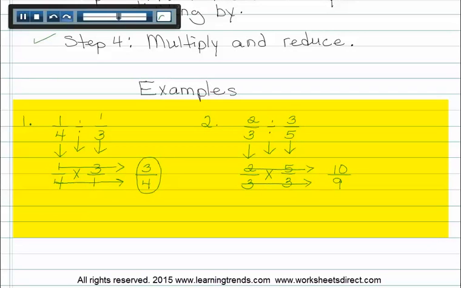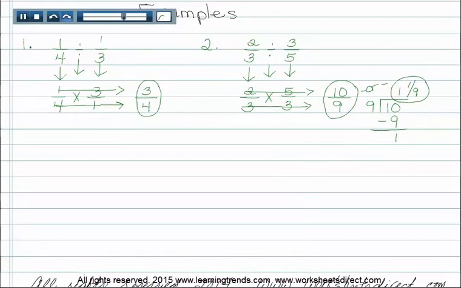So our answer is 10/9. However, we can take this improper fraction and we can change it to a mixed number, if you recall, by dividing the numerator or the top number by the bottom number, and we'll end up with our mixed number. So we're changing an improper fraction back to a mixed number. So your answer is 10/9, or if you wanted to write it as 1 1/9, that would be acceptable as well. Let's take a look at a third example.